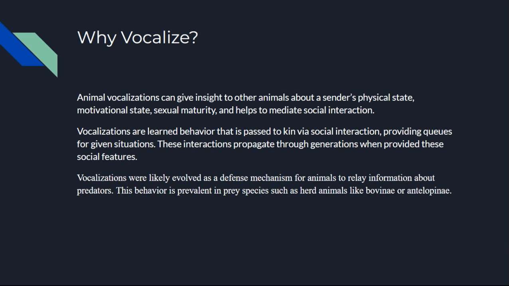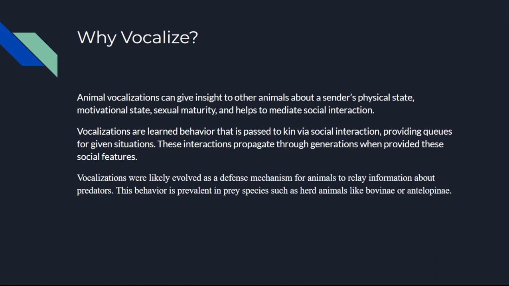help mediate social interactions. As each of these vocalizations has a different meaning, they're almost a form of language that allows a sender to relay information about themselves to whoever is listening. This goes to provide context for social interactions and the state of being for the sender. Vocalizations were likely evolved as a defense mechanism for animals to relay information about predators, because this behavior is prevalent in prey species such as herd animals like bovine and antelopes.